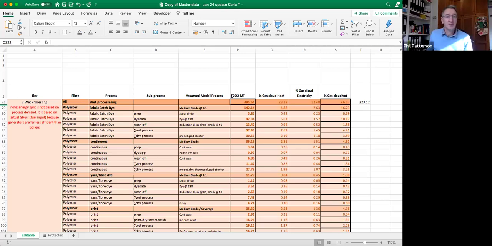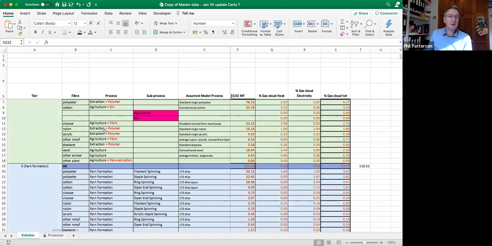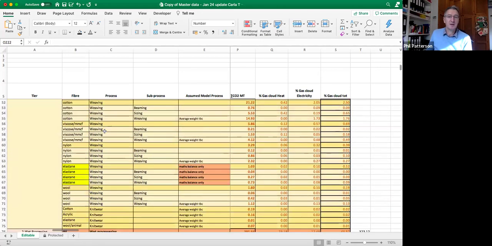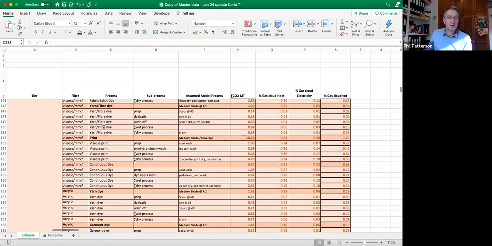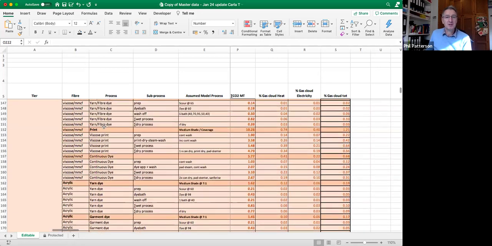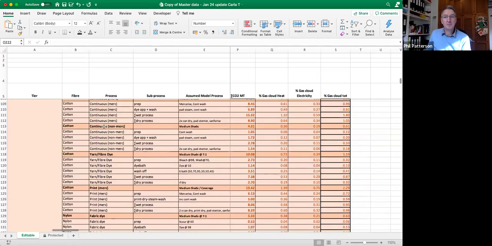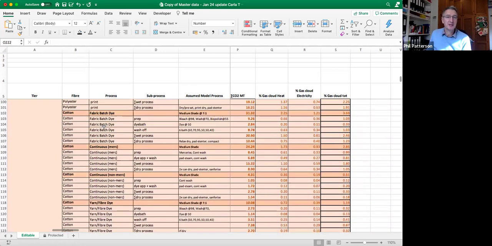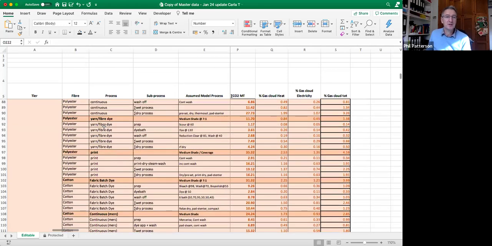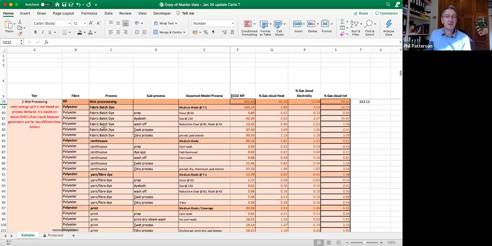The first thing I'd like to do is just give a little bit of background on the information that we have got that helps us make these objective evaluations. So we've created a data file, and in there we have got all processes from fibre through yarn manufacture, fabric manufacture, wet processing, and garment manufacture. And we've split these down into individual processes and even into sub-processes. So for each fibre type and each process type, we have got the amount of material that is actually processed.